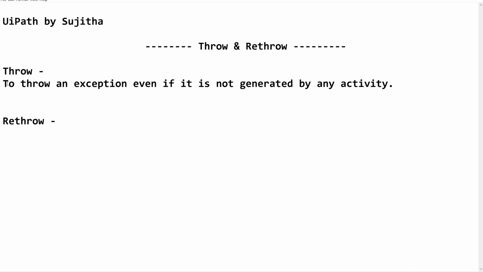We use the throw activity to throw an exception even if it is not generated by any activity. Say for example, business rule exception. The most often used type in throw activity is business rule exception. It's not restricted to only this particular type, but rather we can create all kinds of exceptions using throw activity. The most generic one, I can say, is System Exception.